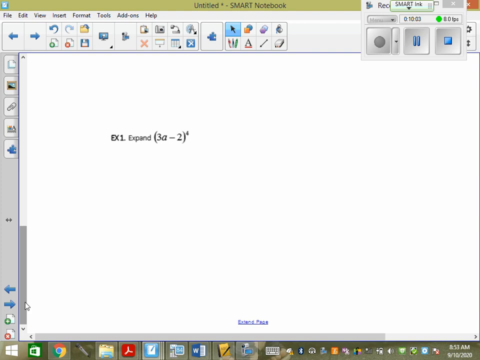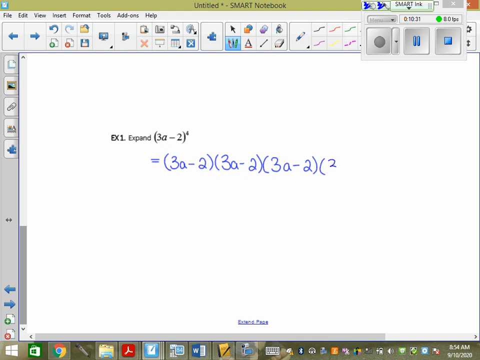Okay? So, (3a - 2)^4, what does that mean you have to do? (3a - 2)(3a - 2)(3a - 2)(3a - 2), right? We weren't even this mean in grade 10 when we had to distribute. We were taught how to FOIL. Now this is to the 4.